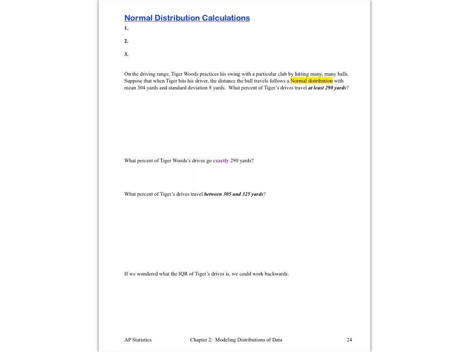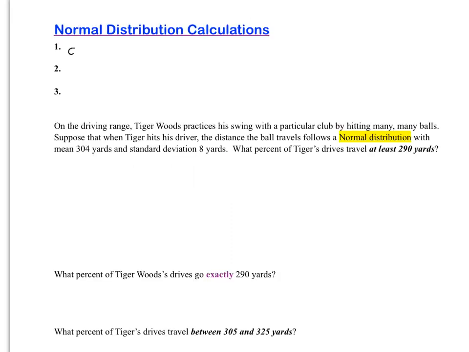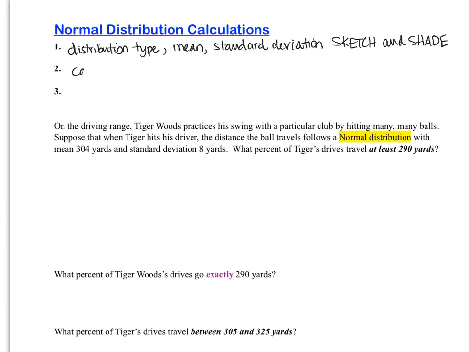All right, let's talk about normal distribution calculations. To begin with, we need to know what the shape of the distribution is, and we need to know what the mean and standard deviation are. With that information, we're going to sketch and shade the probability distribution and the area of interest. Next, we're going to do the calculations, of course, showing the work.